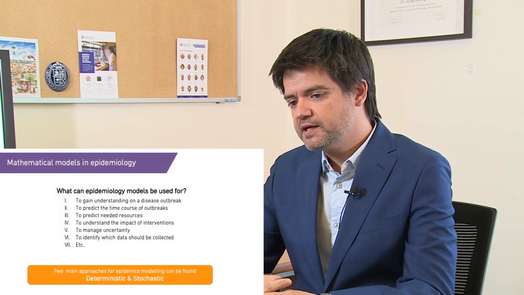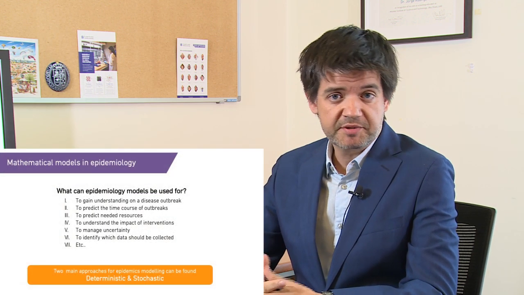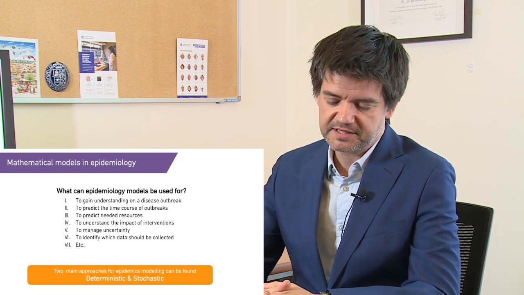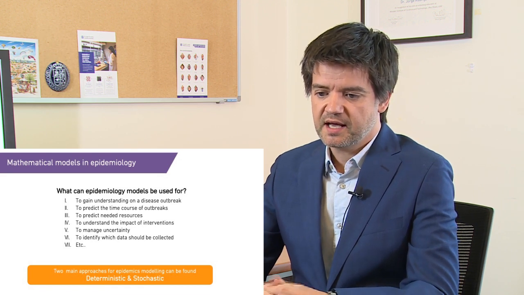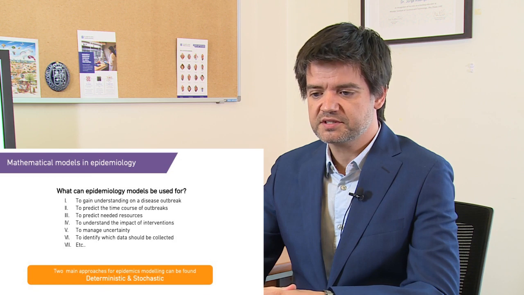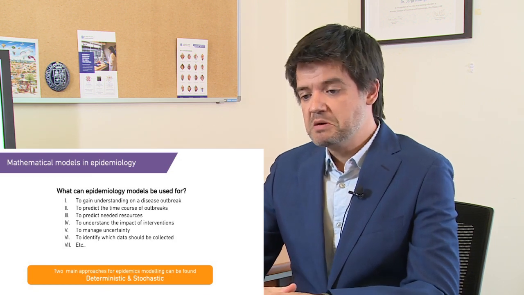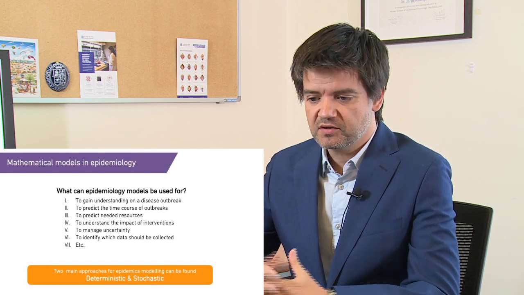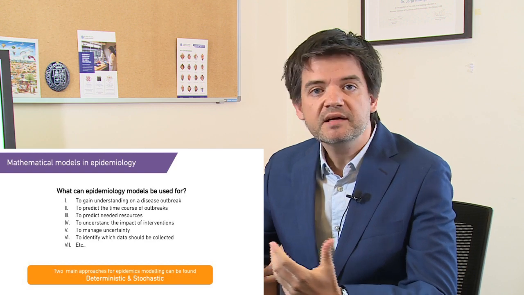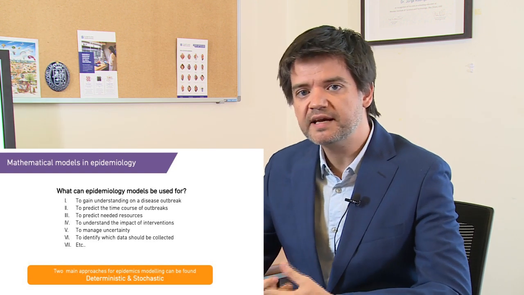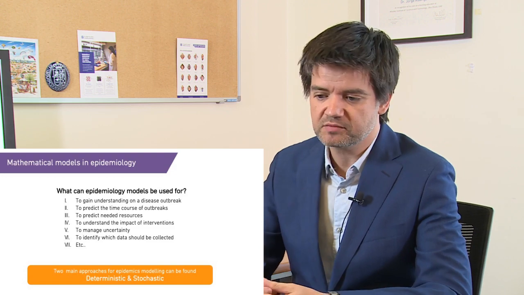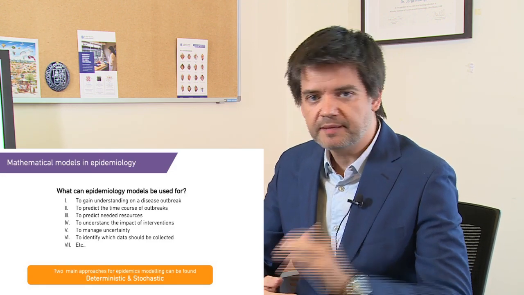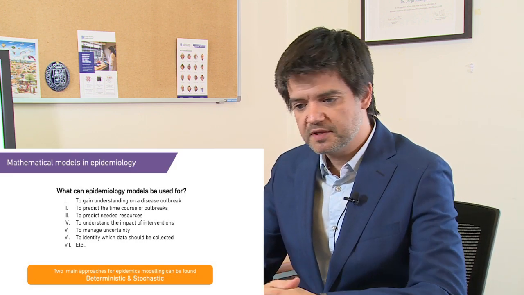Okay, so now we have, of course, in epidemiology and in the disease outbreaks, we have mathematical models to show us a number of things, right? So what are those mathematical models used for in epidemiology? We could use them to gain understanding on what's happening about the disease outbreak, how it works, right? So by modeling the disease, we can actually gain some knowledge about it. One of the main applications these days is to predict what's going to happen in a week from now, right? The time course of the outbreaks.